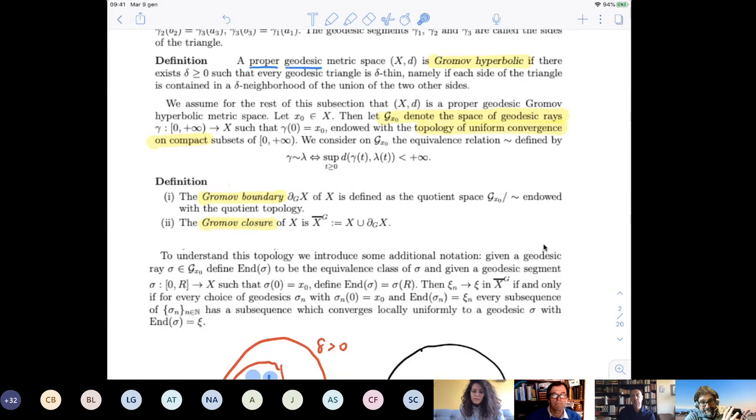Yes. Okay, so in that case you don't need to construct the boundary because it's already compact. Does it make sense? You don't have a geodesic ray which converges to infinity. I would say you get the space.